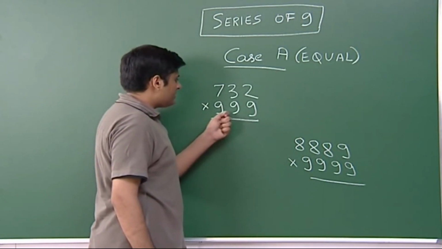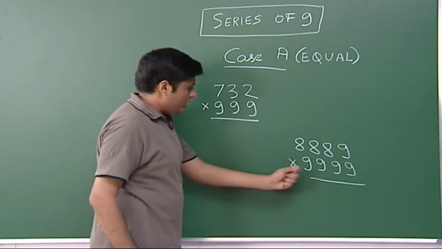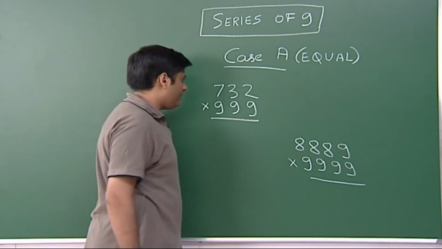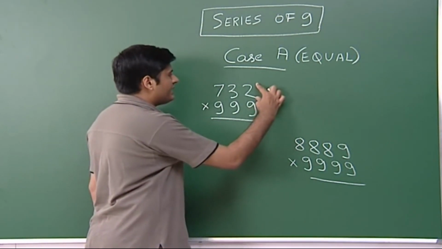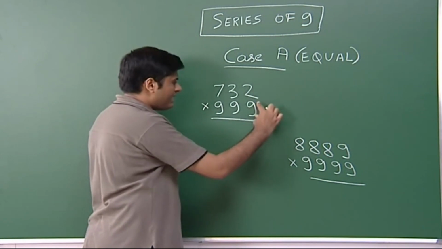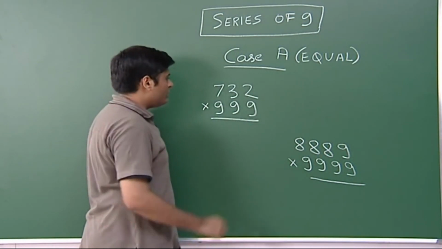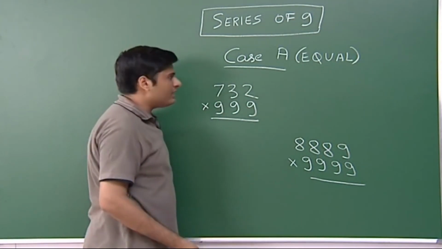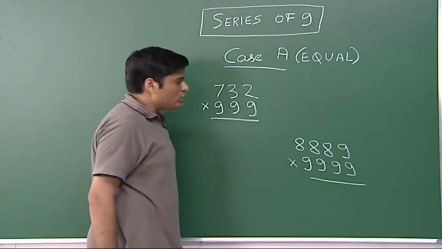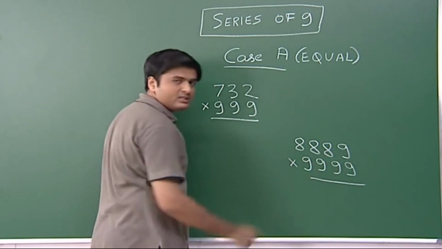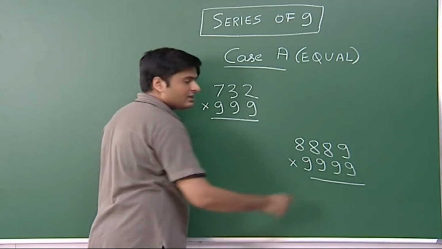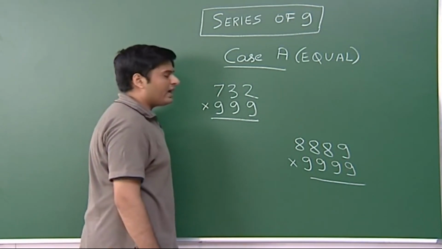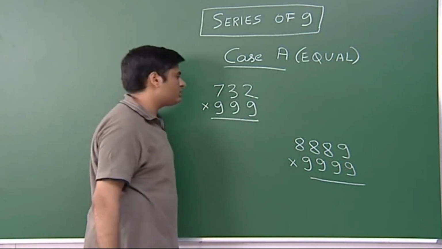Here also we have a series of 9. Here also we have a series of 9. When I say equal, I mean howsoever many digits are above, that many 9s are below. So here I have 3 numbers and 3 9s. Therefore it is equal. Here you can see I have 4 numbers and 4 9s. Therefore again it is equal. Let us see how to get the answers of such questions.